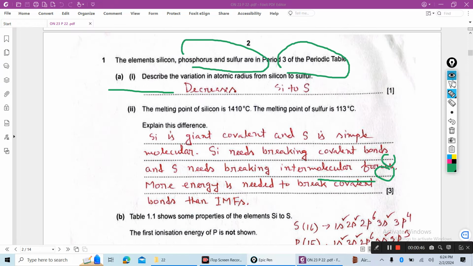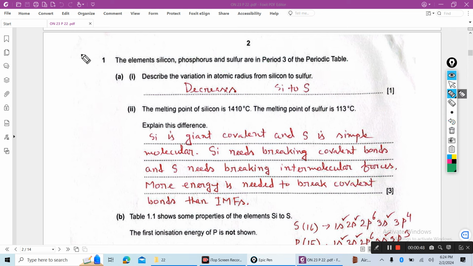Let's move. Number 1. The elements silicon, phosphorus and sulfur are in period 3 of the periodic table. A1. Describe the variation in atomic radius from silicon to sulfur.